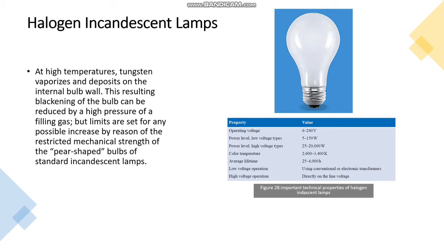Halogen incandescent lamps. At high temperatures, tungsten vaporizes and deposits on the internal bulb wall. This resulting blackening of the bulb can be reduced by a high pressure of a filling gas. But limits are set for any possible increase by reason of the restricted mechanical strength of the pear-shaped bulb of standard incandescent lamps. The table shows important technical properties of halogen incandescent lamps.